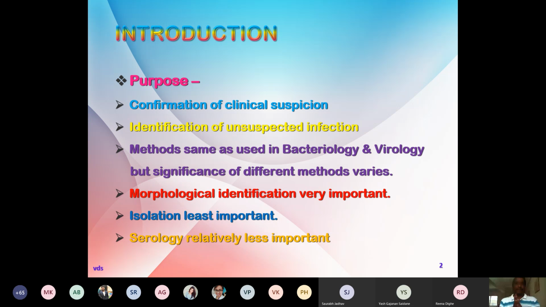What is the purpose of these diagnostic methods? In case of any infection, not only of parasitology, the first important purpose is to confirm the clinical suspicion. Whatever the clinician suspects, if you are suspecting a parasite infection, we have to confirm it so that we can treat the patient properly. Second important purpose is identification of unsuspected infection.